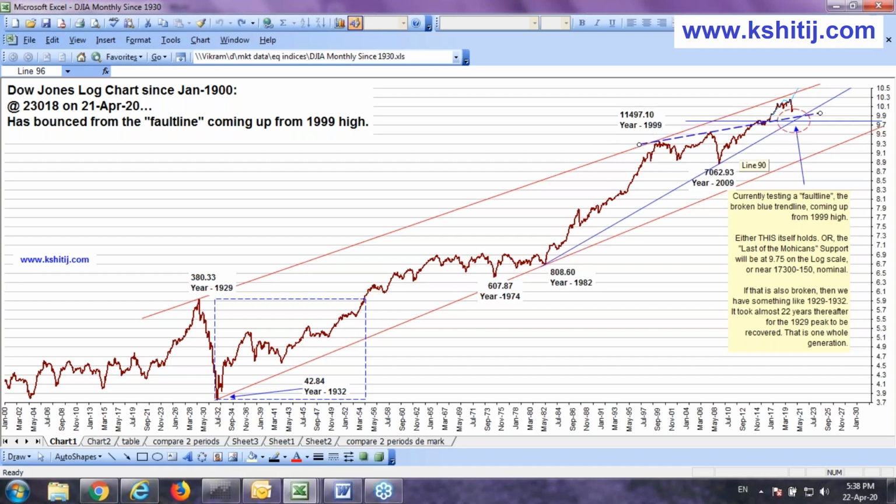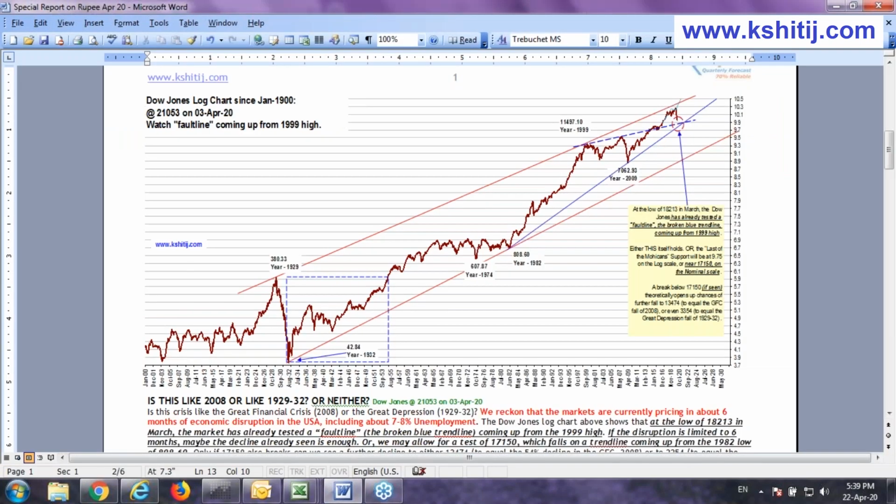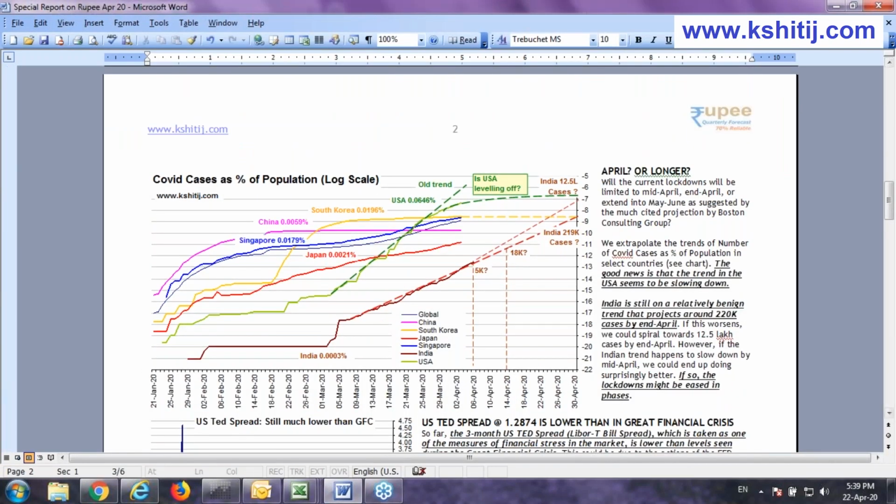Even if that fault line doesn't hold, there could be chances that this support trend line could hold. And if that happens, we could be spared the agony of going down to the 2008 lows, or the agony of something like the Great Depression. This is what the price chart tells us, the long-term price chart. Again, in the April report, we had shared our COVID chart, which a lot of you would be familiar with. We've been sharing this regularly.